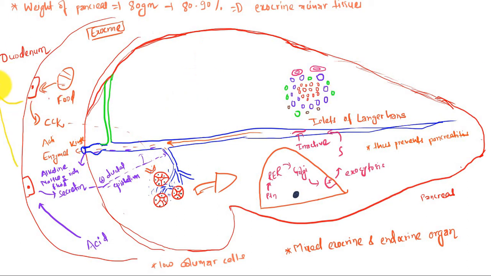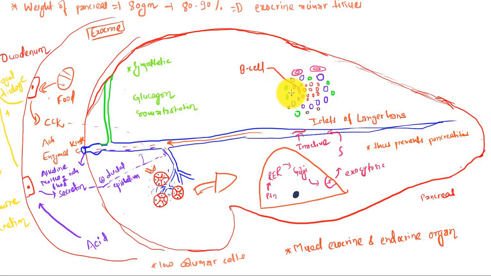We have vagal discharge as a neuronal control. The vagal discharge will stimulate the hormone secretion, thus increasing the discharge of the enzymes. The sympathetic system and hormones such as glucagon and somatostatin inhibit the acinar exocrine function of the gland.